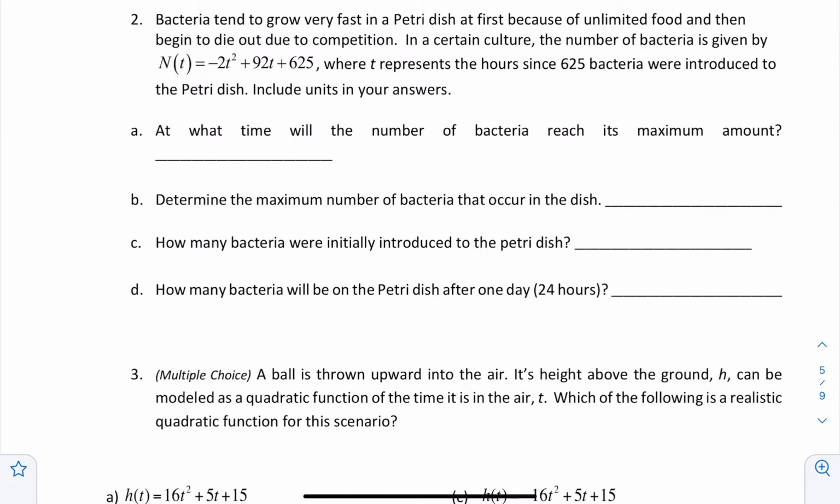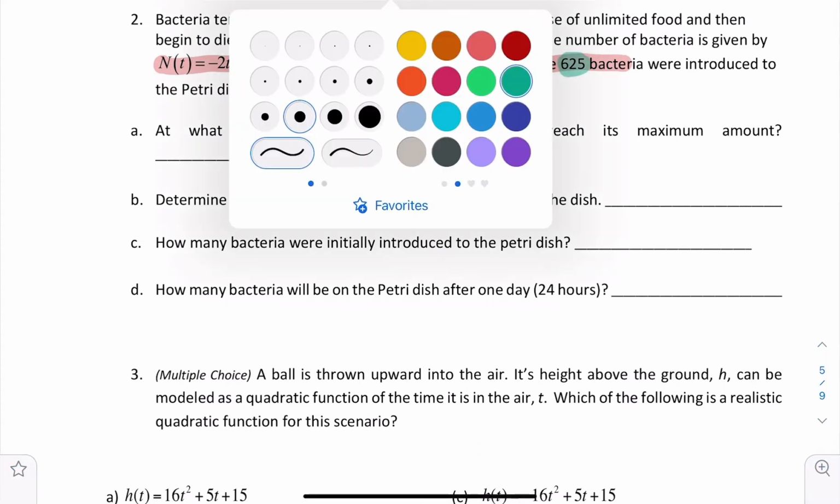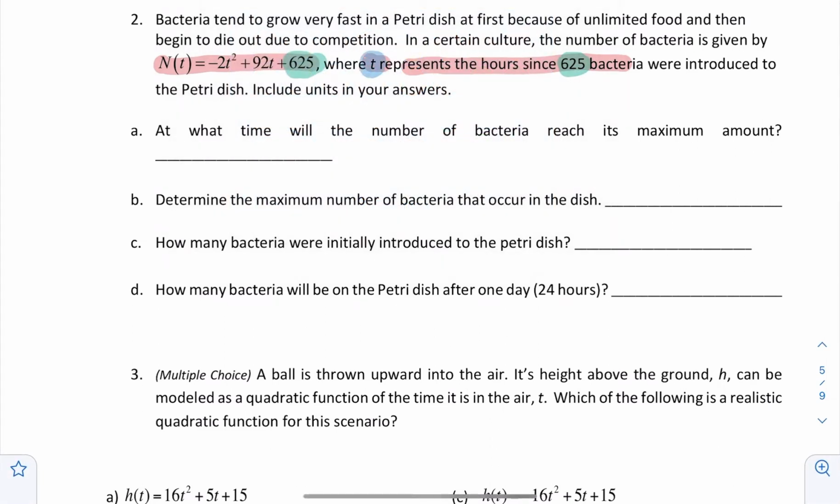The number of bacteria is given by the function n of t is equal to negative 2t squared plus 92t plus 625, where t represents the hours since 625 bacteria were introduced to the petri dish. So I know that I have a y-intercept or a starting value of 625, and I know that t is my input, or what's going to wind up being my x value when I take a look at everything on Desmos. So the first thing I want to do is graph this in Desmos.